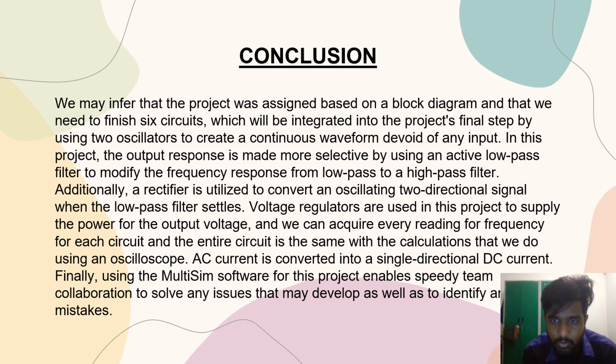Voltage regulators are used in this project to supply the power for the output voltage, and we can record every reading for frequency for each circuit, and the entire circuit is the same as the calculation that we did using an oscilloscope. AC current is converted into a single directional DC current. Finally, using Multisim software for this project enables team collaboration to solve any issues that may develop as well as to identify any mistakes.